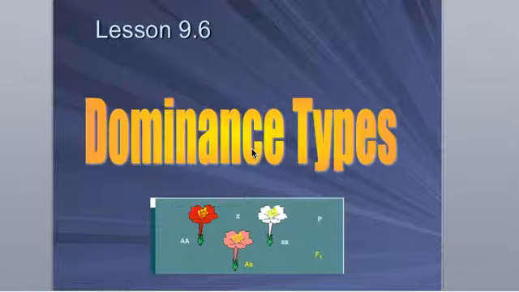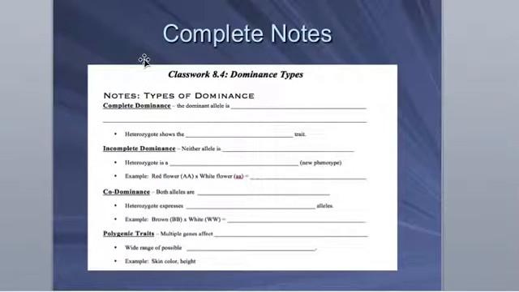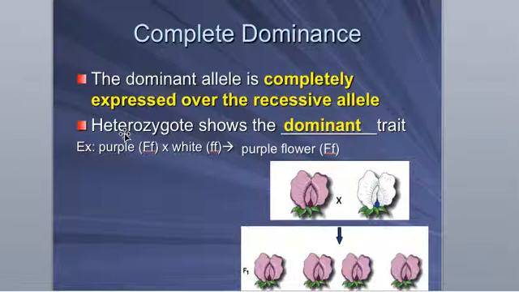Dominance types. So you should have your notes in front of you, and they should look like this. And you're filling in the following. It will be highlighted in yellow, whatever you need to include in the notes. So the first one is complete dominance, and this is what we have been working with.